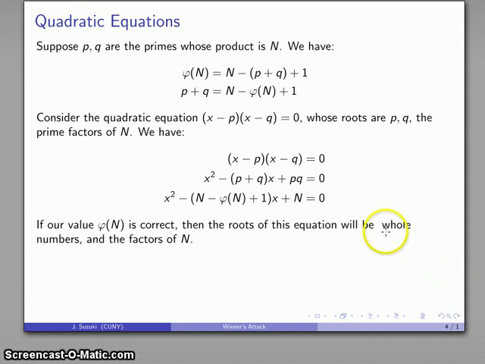Now, that first point is actually important. The correct value of phi of n will give us whole number solutions, which means if I solve this quadratic equation, and in general it's a quadratic equation, I can solve it, but I might not get a whole number solution. If I don't get a whole number solution, then I know that I don't have the correct value of phi of n. If I do get whole number solutions, those solutions should be the factors of n. And if they are, then I know I have the correct value of phi of n, but who cares? I know I have the correct value for the decryption exponent d, which is the thing we do care about.